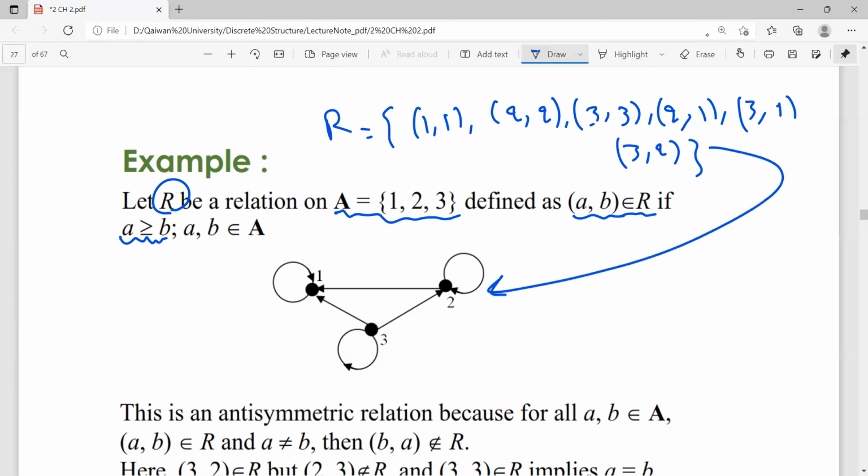Converting this to a diagram, we get this. As you see, for all non-equal elements in the set, we have only one-way arrow from each to the other. Okay, we have no alternate arrows.